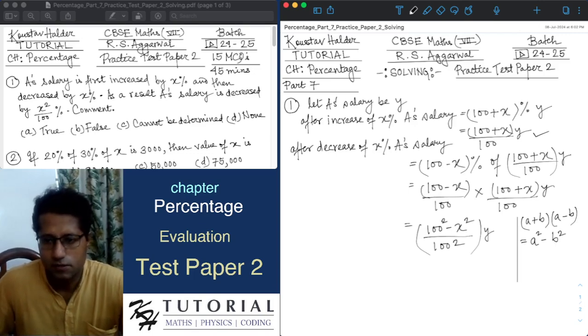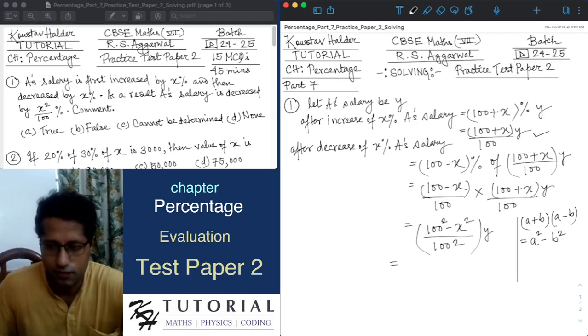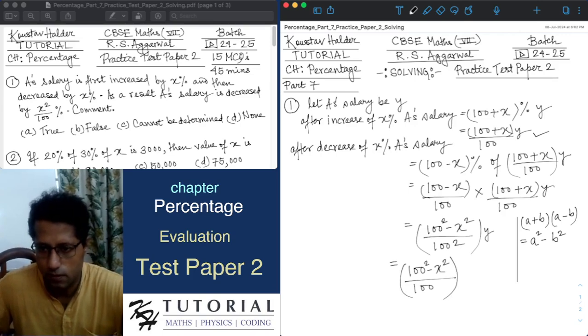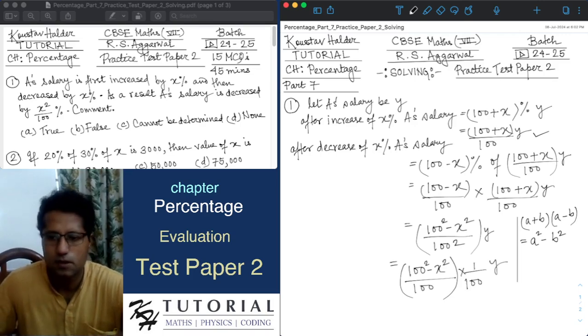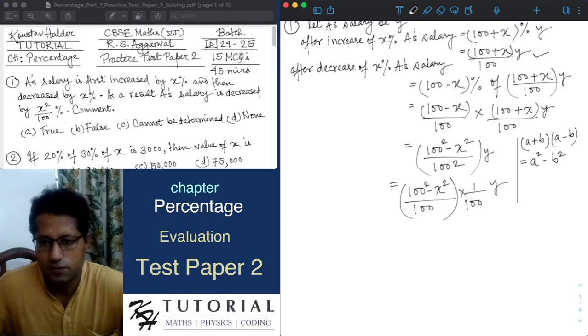Now, what does this mean? The final salary of A is 100 square minus X square over the denominator 100 square, so I can simplify it further. So what is this amount?